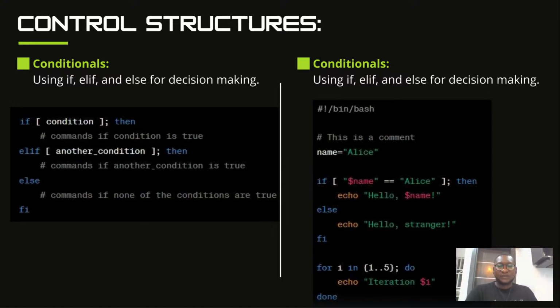Next slide. So control structures: you have conditionals, right? If-else statements, for loops and all of that. If you know some programming language, it's going to be easy for you. But if you don't know anything about programming languages, let me explain what conditions are. Conditions are what you use to make decisions.